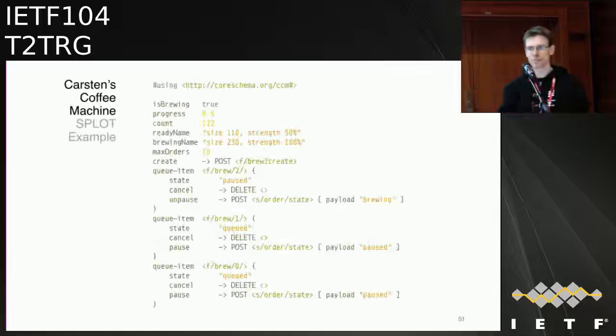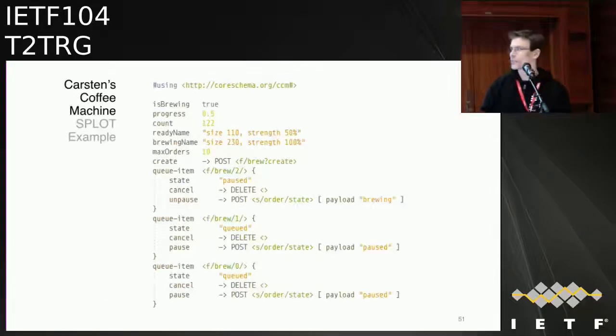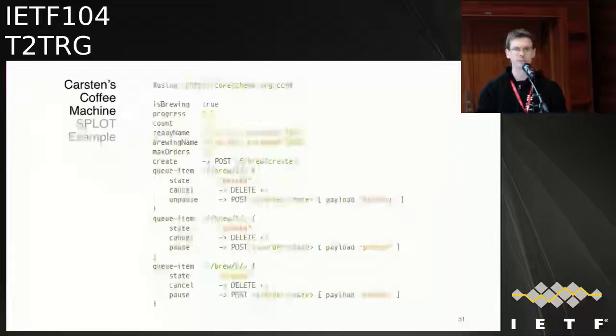So one example that has been used for a while is Carsten's coffee machine. It's still not a very well-defined example, but the intention is to create some showcase for different data models or interaction models and try to see how that works out. And one concrete instance of that was presented as part of this SPLOT data model in RISE. And I took that example and tried to convert it to CoRAL.